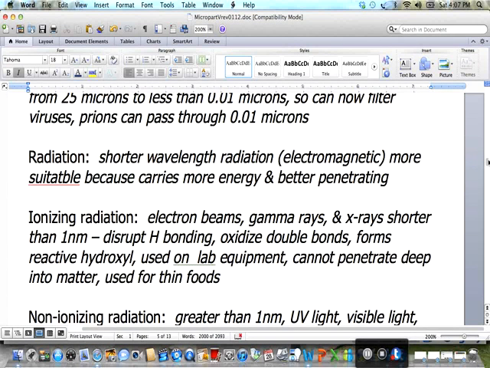Radiation is useful in destroying microbes. Electromagnetic radiation, with its shorter wavelength, is more suitable because it carries more energy and is better penetrating. Ionizing radiation from electron beams, gamma rays, and X-rays has a wavelength shorter than 1 nanometer. It disrupts hydrogen bonding, oxidizes double bonds, and forms reactive hydroxyls. It is used on lab equipment and only for thin foods because it cannot penetrate deep into matter.